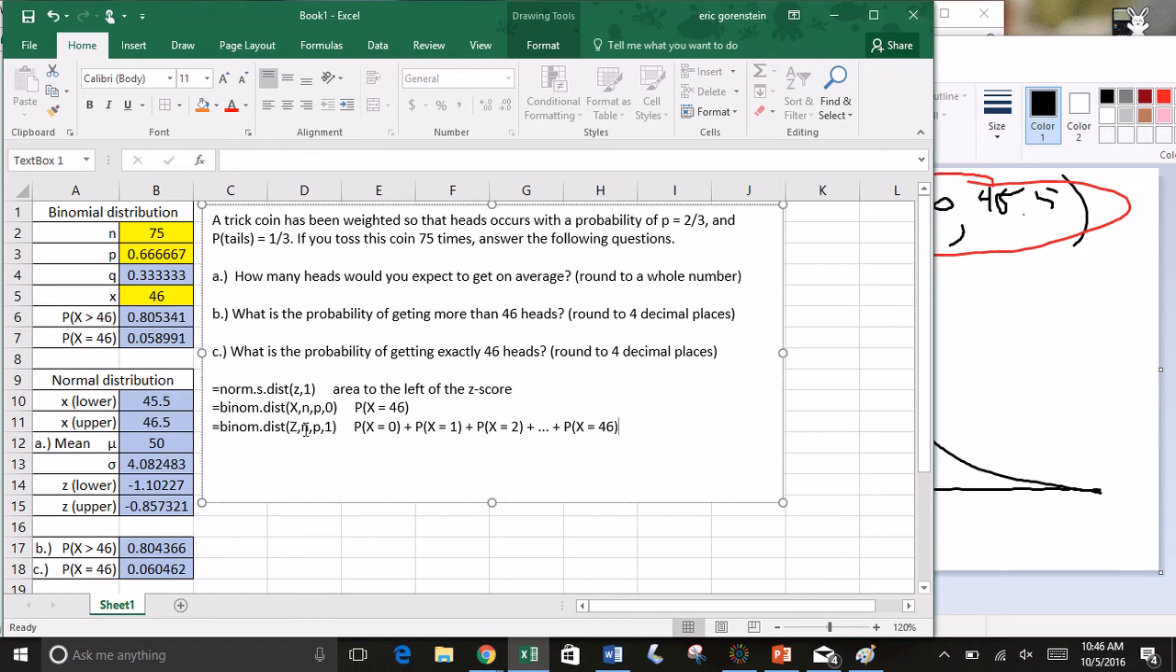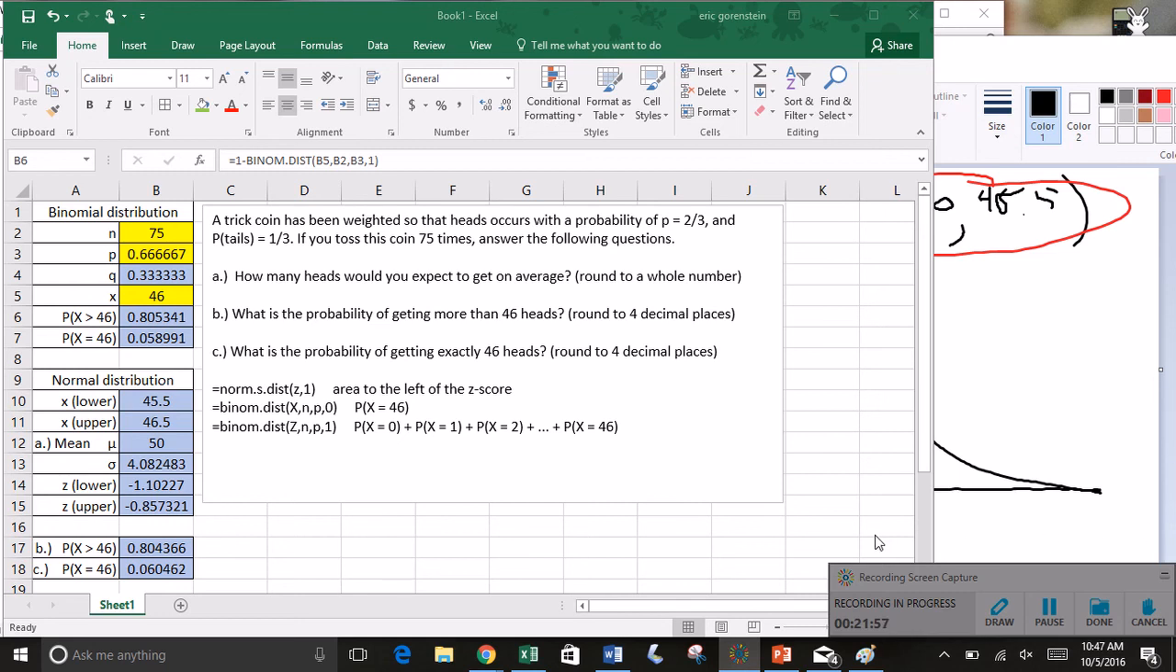So for the answer for B, the probability x is greater than 46. Well, Excel always works from the left. So I calculated all of these probabilities and then took the complement of that, 1 minus this sum. So that's what I have here in cell B6. 1 minus all the x values from 0 to 46. That leaves me all the probability of all the x values above 46.